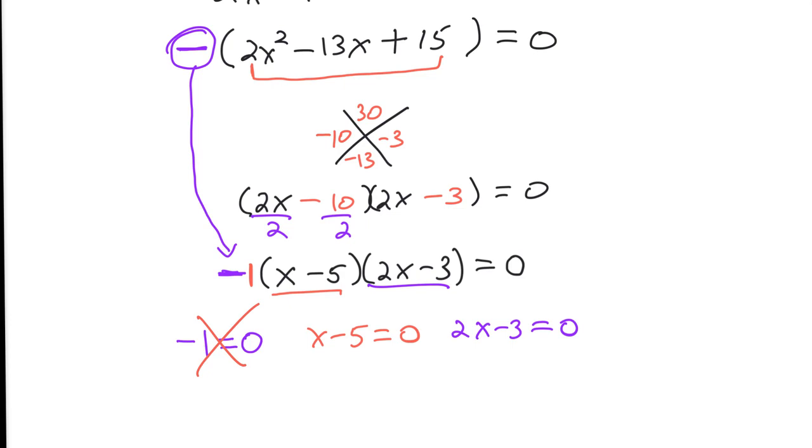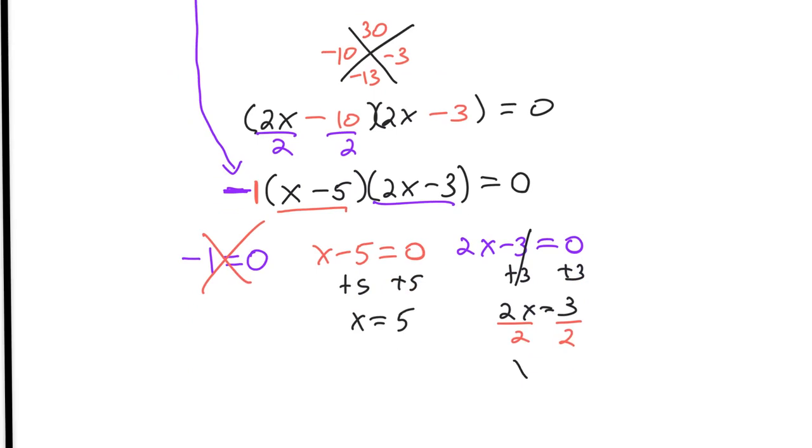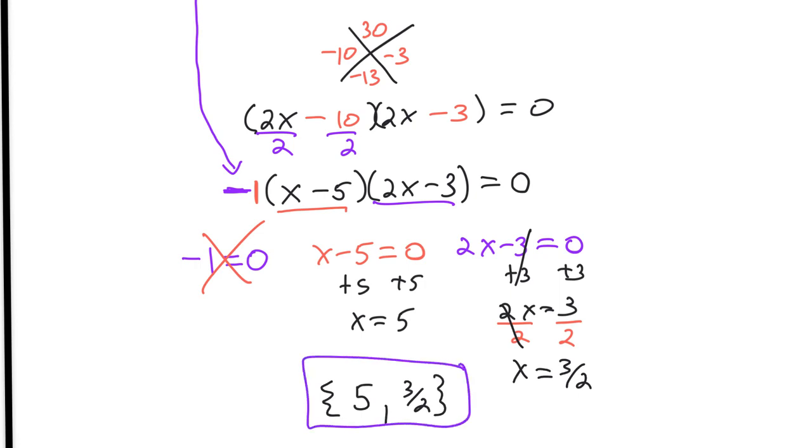But you can solve the next two equations. The x minus 5 equal to 0, you add 5 to both sides. So x equals 5. And the next one, you add 3 to both sides. So 2x equals 3. Divide by 2. So that turns into x equals 3 over 2. So my two answers will be 5 and 3 over 2. You can put the numbers backwards. 3 over 2 is smaller than 5. You can do that, but I'm not too picky with the order. So this is fine. 5 and 3 over 2 is your solution.